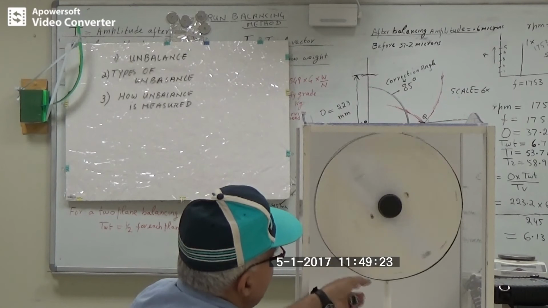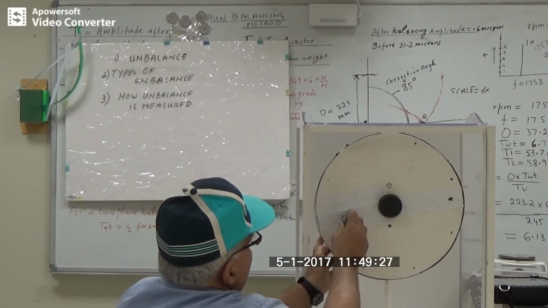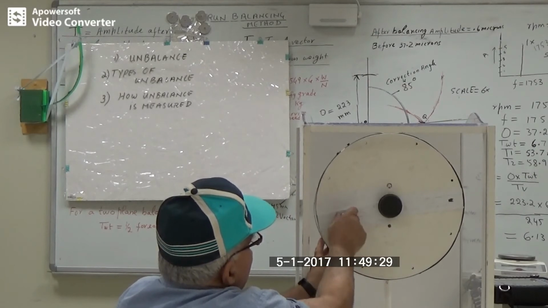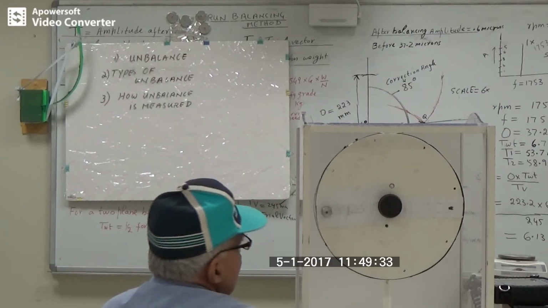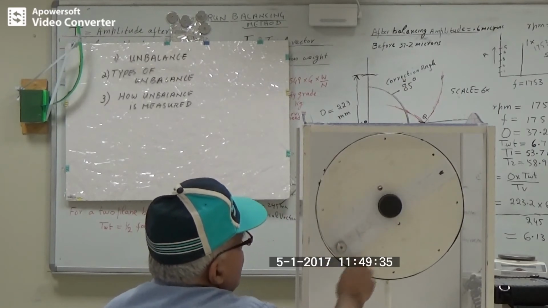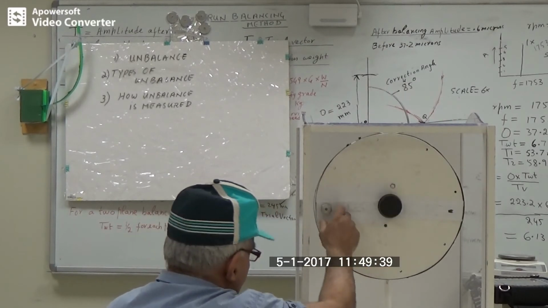Now, because this is the heavy side, I will put more weight here. Okay, or I just increase the distance. Now it is balanced, because any point I go, it will stay here, because the weight is uniform.